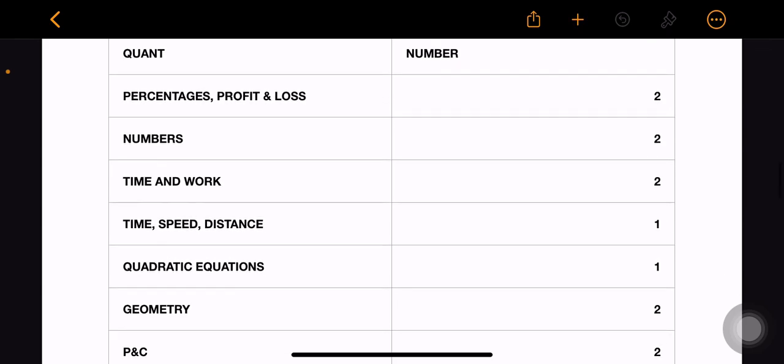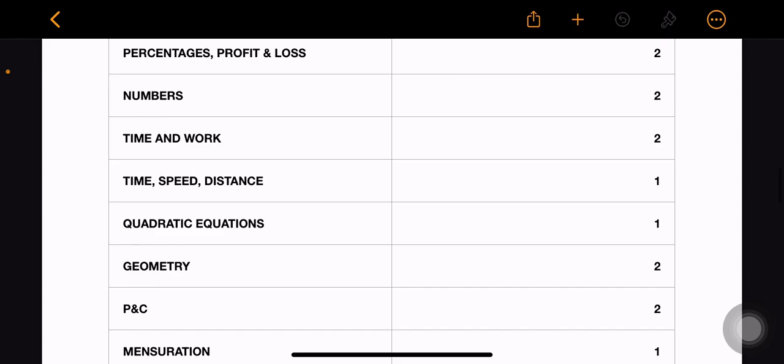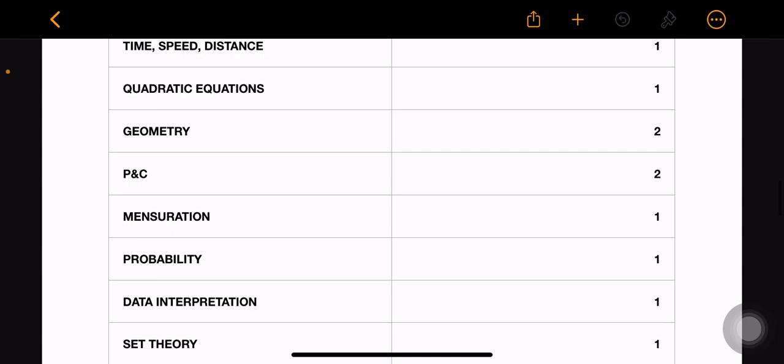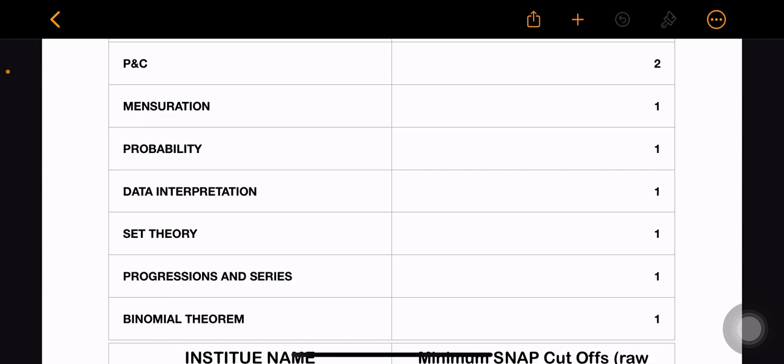Now let's come on to the quant section. You guys are going to get 2 questions on percentages, profit and loss, 2 questions on number system, 2 questions on time and work, time, speed, distance, quadratic equation, geometry, permutation, combination, mensuration, probability. Now, guys, this is where the smart thing comes in. Let's say if you're not good at mensuration, let's say if you're not good at data interpretation, series, binomial theory, you can skip these topics. Why? Because only 1 question is going to be asked.